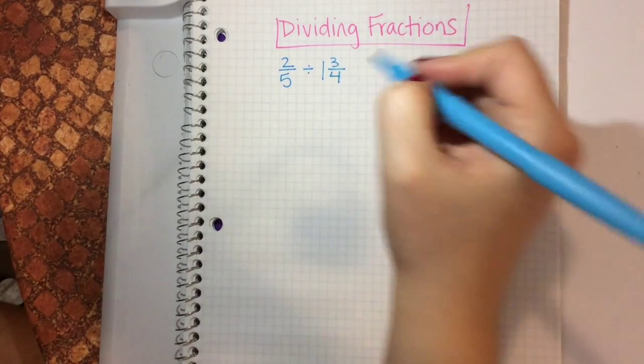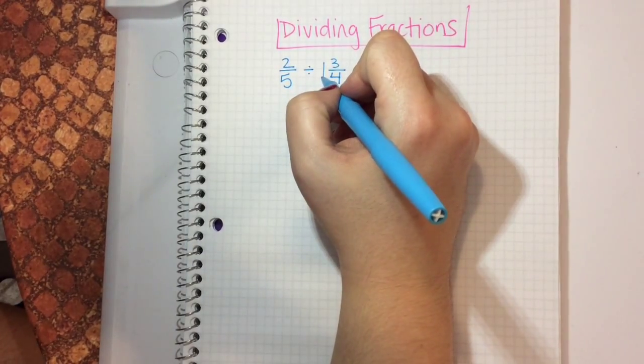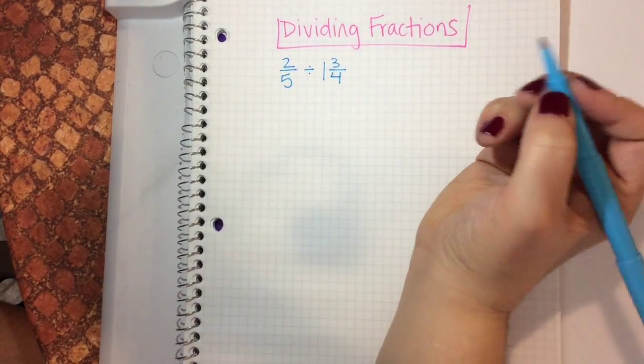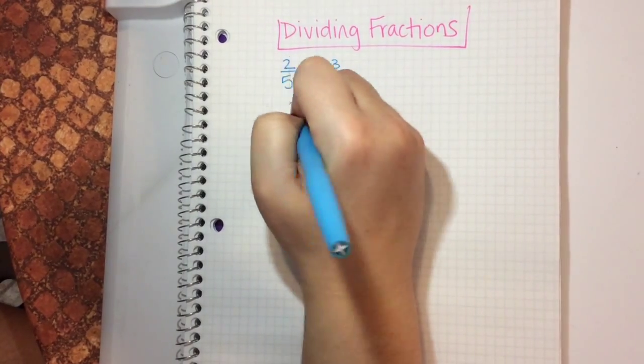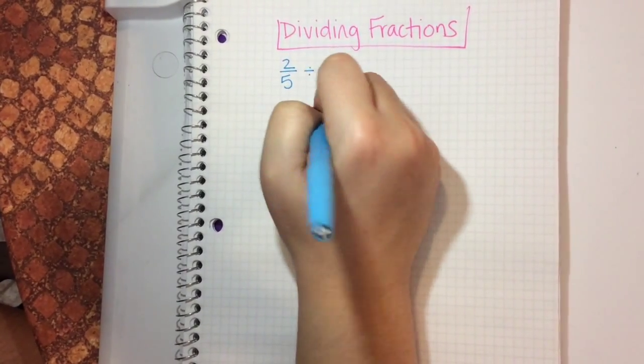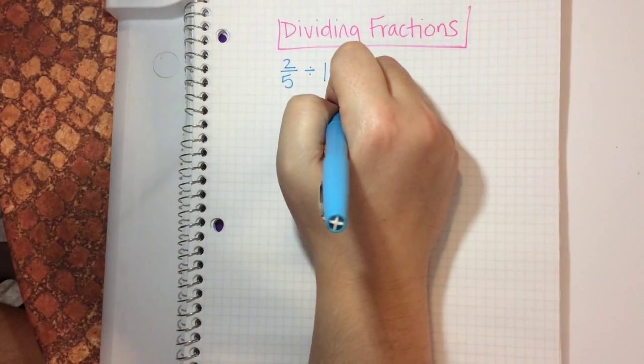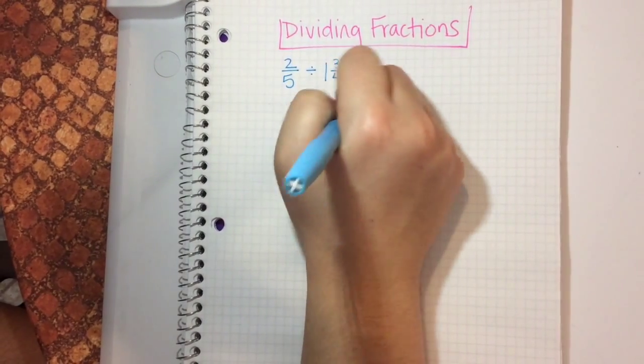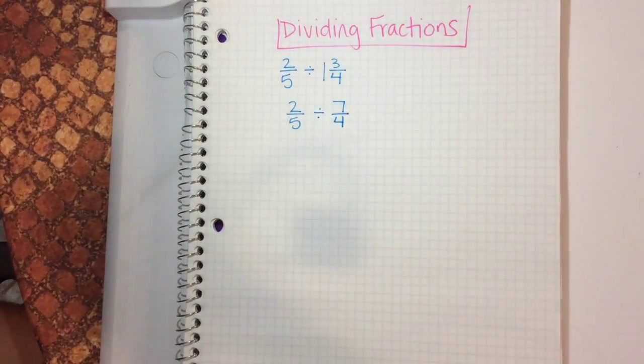So 4 times 1 is 4, plus 3 is 7. So I can rewrite this as 2/5 divided by 7/4.